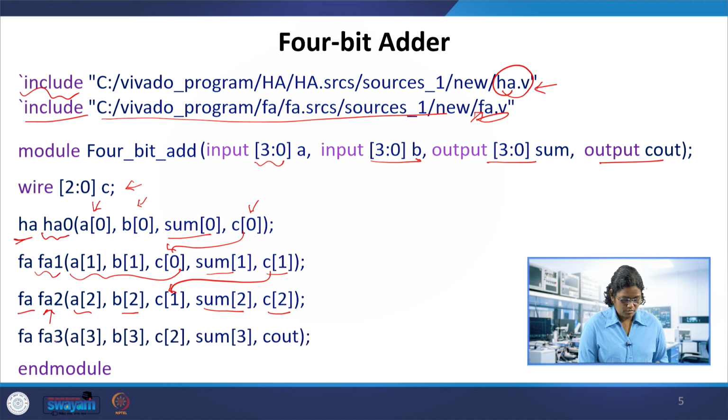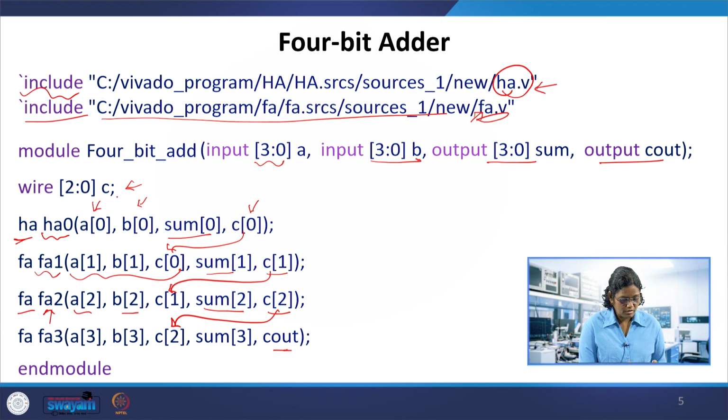Next, the third full adder: A3 and B3, the last bits of the inputs, and C2 from here, and sum of 3 and C out. C out is the carry out which is coming out from the third full adder module. So now the complete instantiation is over.